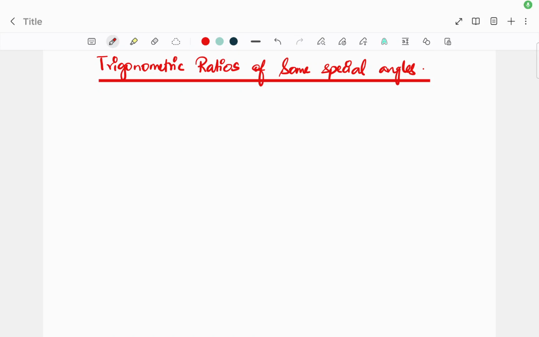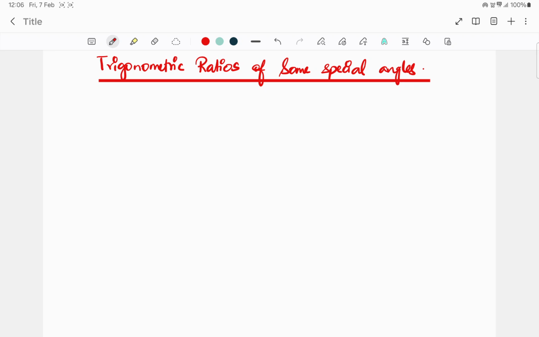Good morning, students. In the previous class, we have seen the basics of trigonometry. We have seen the basic 6 ratios. Do you remember the 6 ratios? They are sin theta, cos theta, cosecant theta, secant theta, cot theta, and tan theta. Okay, we have solved a sum about that.